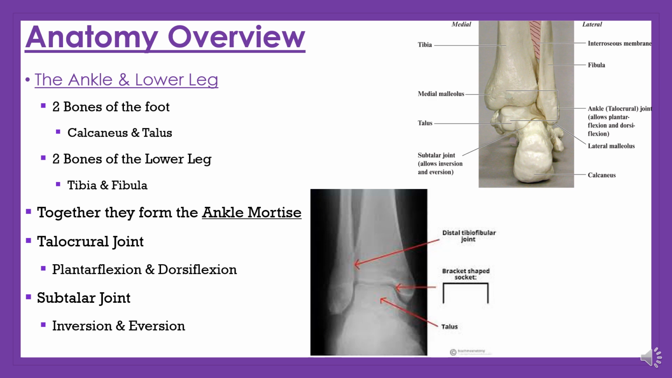The ankle joint is also really made up of two joints. So we have the talocrural joint, which is composed of the tibia, fibula, and talus, so the ankle mortise. The talocrural joint allows for plantar flexion and dorsiflexion of the ankle, and the talocrural joint is really what most people refer to as the ankle joint. And then we also have the subtalar joint, which is composed of the calcaneus and talus, and the subtalar joint allows for inversion and eversion of the ankle.